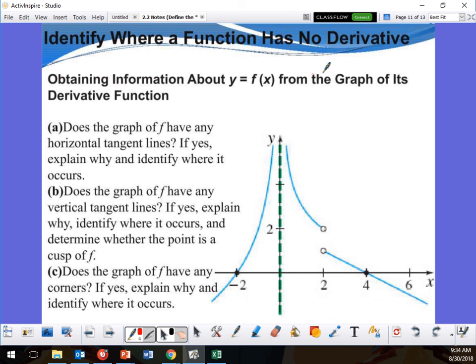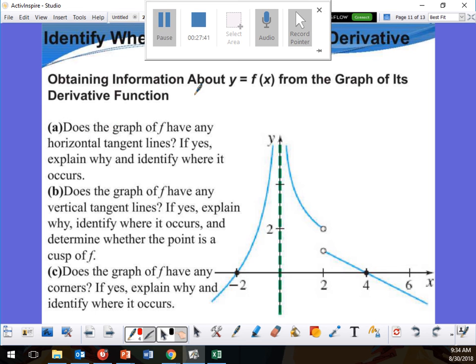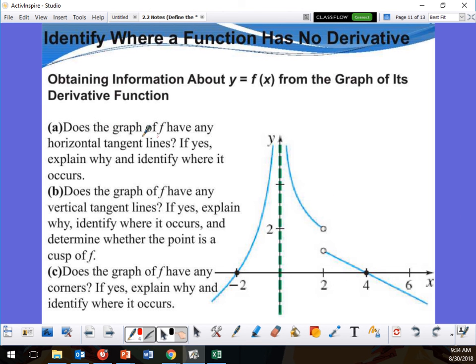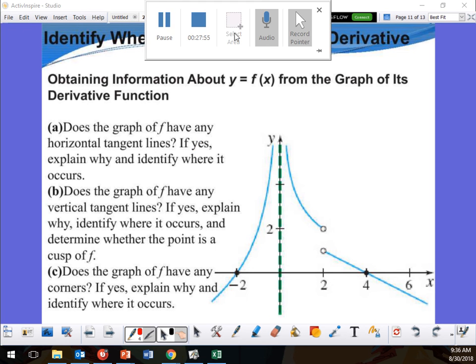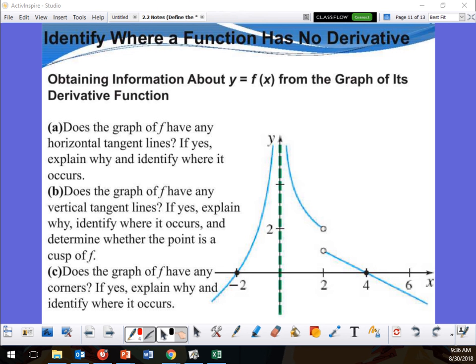Okay, so it says graph the function. Does graph have it? Okay, so now right here, this is not the same one, just so you know. All right. So obtaining information about y equals f of x from the graph of its derivative function. Okay, does the graph have any horizontal tangents? There we go. Sorry about this. Is there any horizontal tangent lines? Say no.